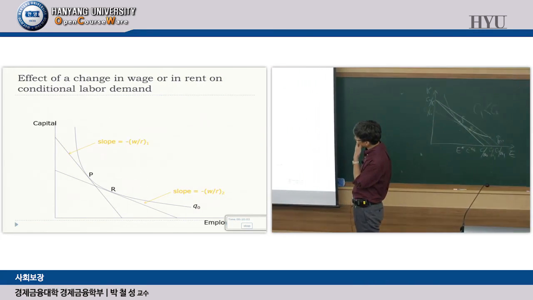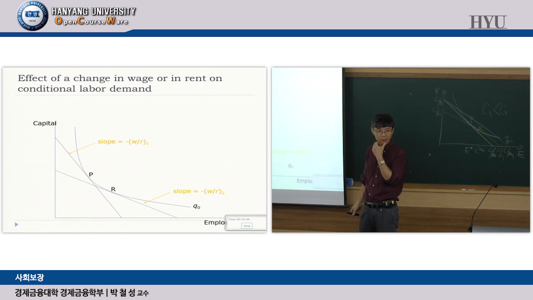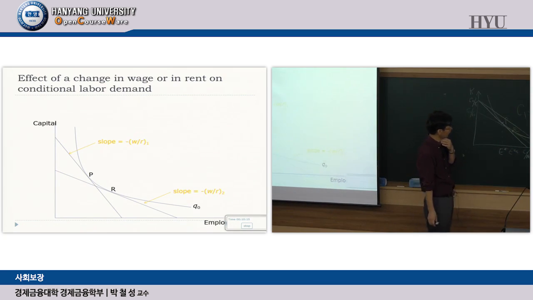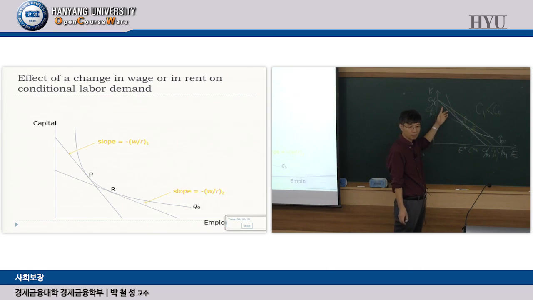Because when you think about it, the slope is not only determined by W, but also determined by R, right? So what can happen is that actually it's not the wage that falls. Let's say rent goes up, right? If rent goes up, then what happens? W over R, the slope should become, if rent goes up, then the slope will be steeper or flatter. It should become flatter, right?